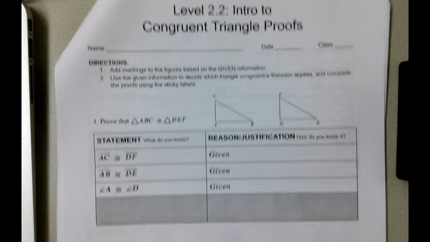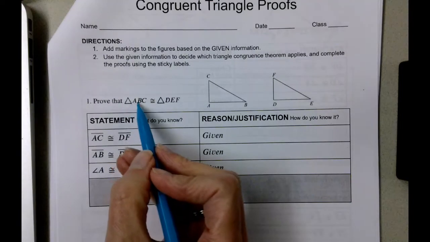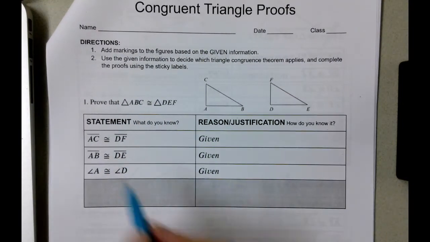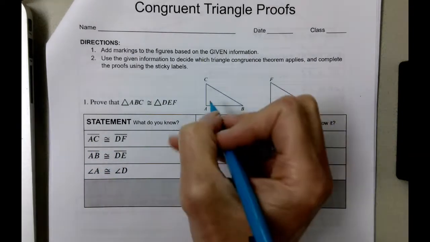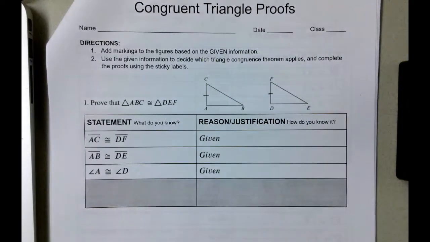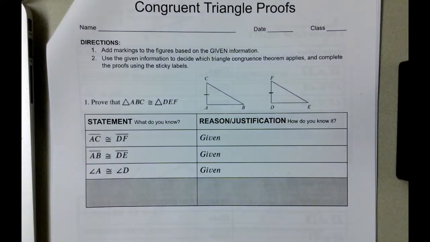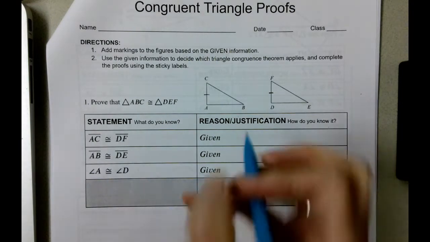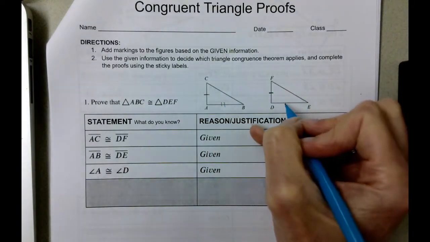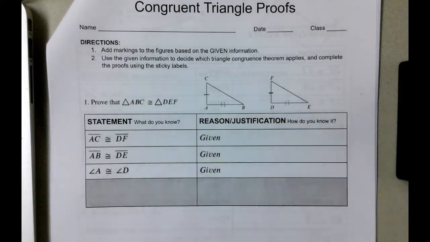So our first problem is to prove that triangle ABC is congruent to triangle DEF. And our first piece of information given is that AC is congruent to DF. So we marked up those triangles. Second piece of information is that side AB is congruent to side DE. So notice I used 2 tick marks on this one.